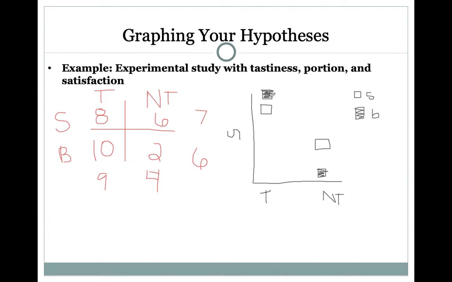If we connect those lines, we go like this, and then like this. We see they're crossed, so we do have an interaction, which I predicted. So do you see how we graph that? These numbers don't mean anything.